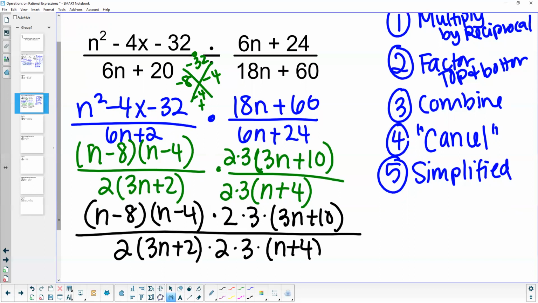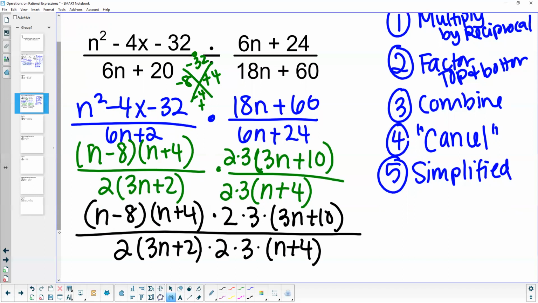plus 4. Okay. Oh, I wrote this wrong here. This is a plus 4. There we go. Because negative 8 times negative 4 is not negative 32. It's positive 32. Oof, glad we caught that mistake early.